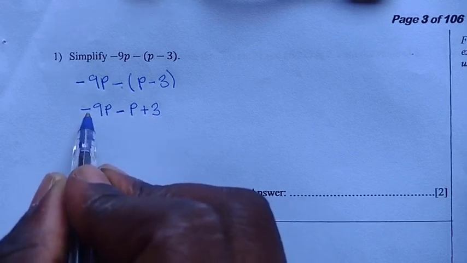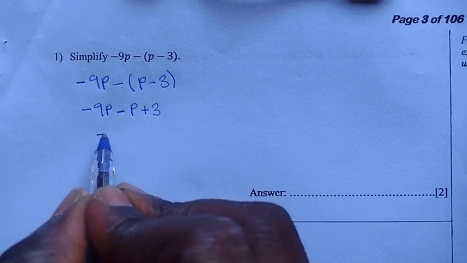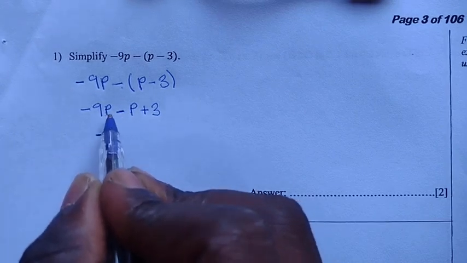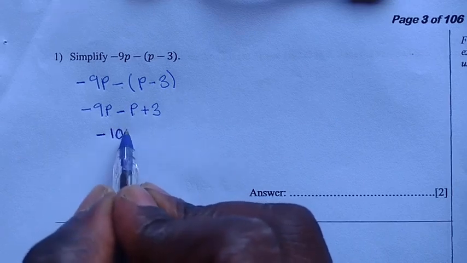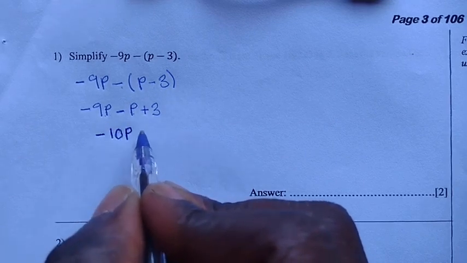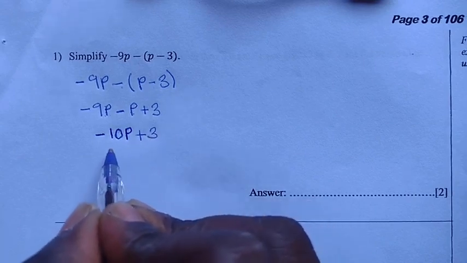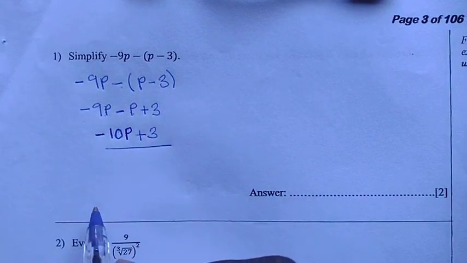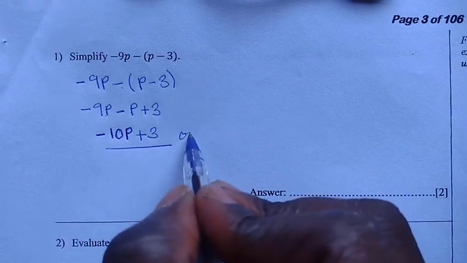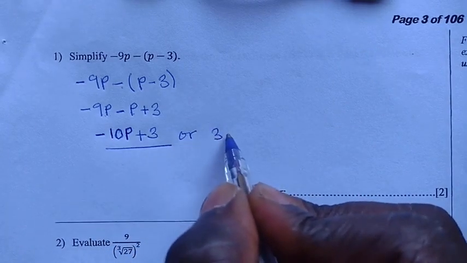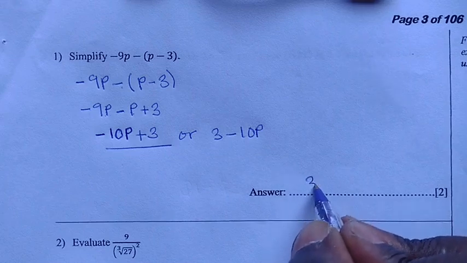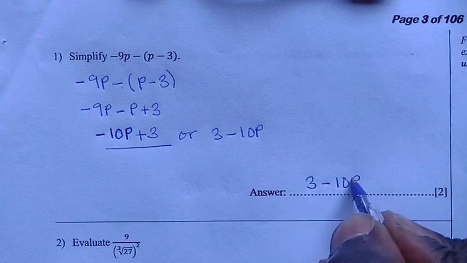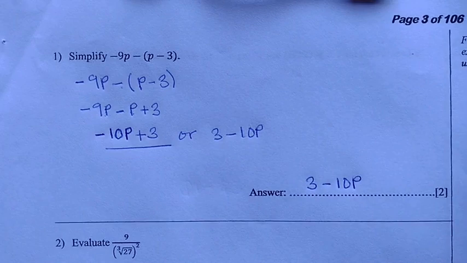Since there is a negative here and a negative, we maintain the same sign. Then we add 9p plus p. This will give us 10p. Okay, so plus 3. So this is our answer. We have simplified, or we can write it as 3 minus 10p. So our answer here, we write 3 minus 10p. So I hope you have gotten something. Let us now move on to question 2.